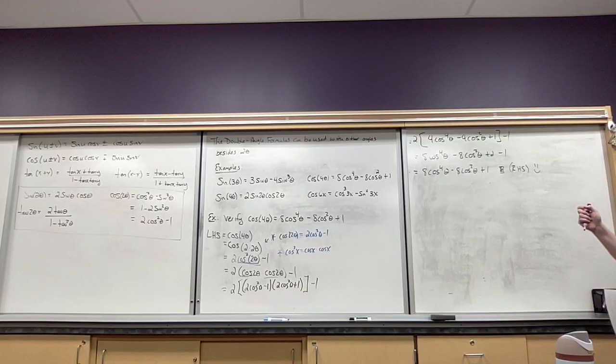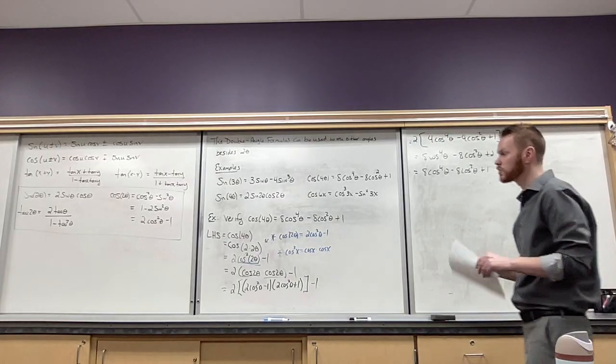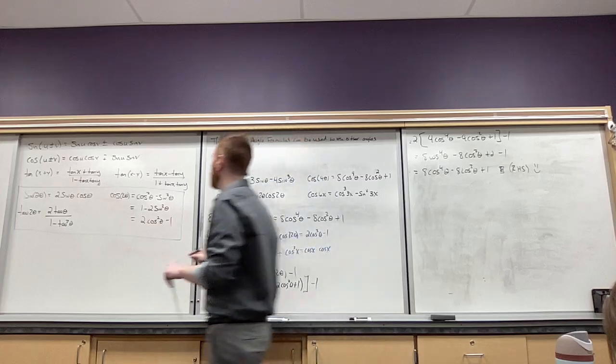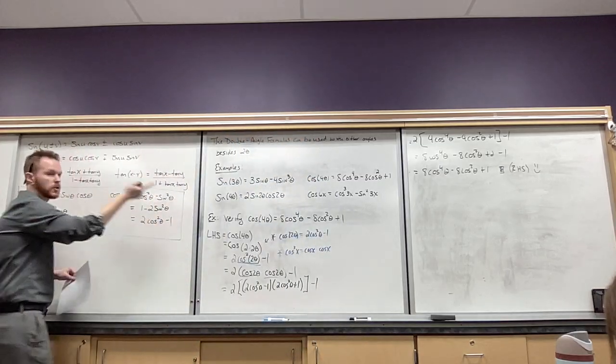Okay. Now, we have to talk about power reducing. So that's double angle stuff. Let's talk about power reducing formulas. So we can figure out how to take a square and reduce it just to 1.